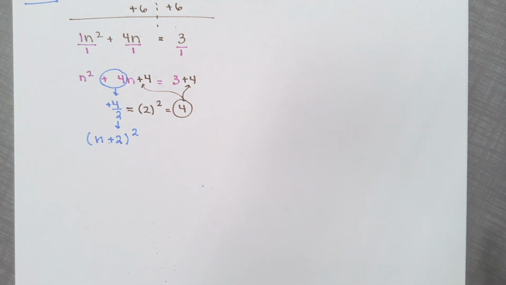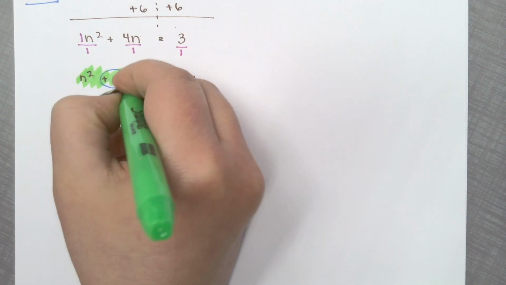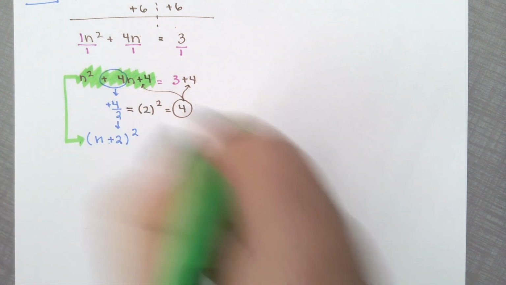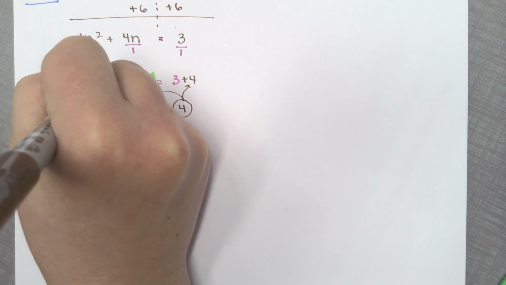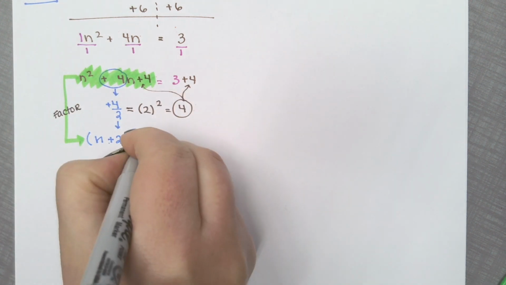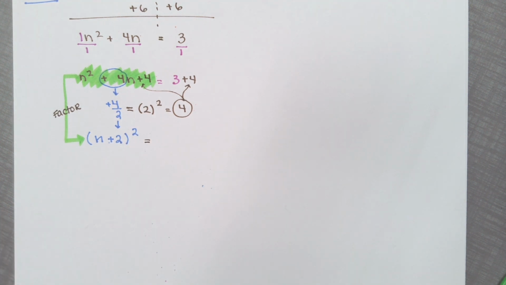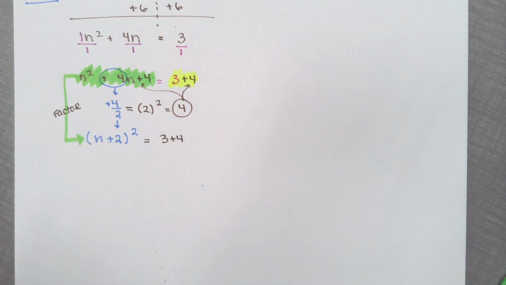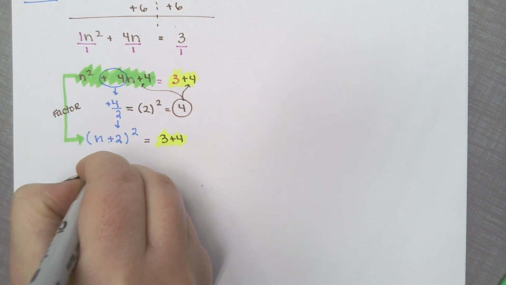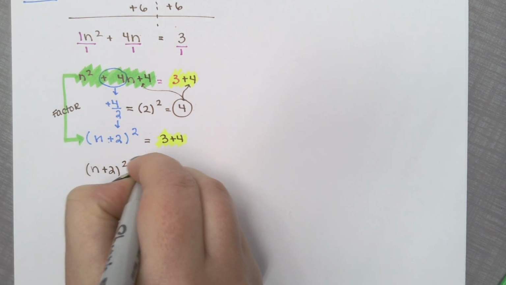Now on the left-hand side, once again, there's nothing for us to do here because it's asking us to factor. We have already factored by using completing the square. So we're done. On the other side, however, we do need to add, and in this case, we're adding 3 plus 4. So we have n plus 2 squared is equal to 7.